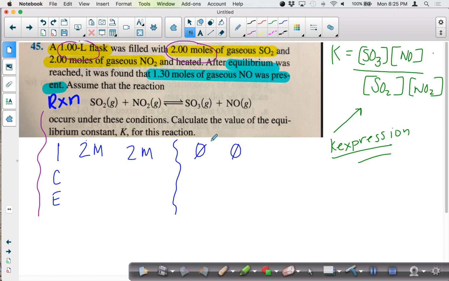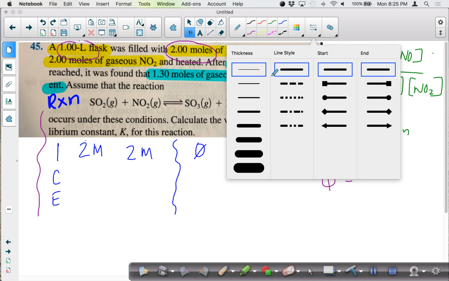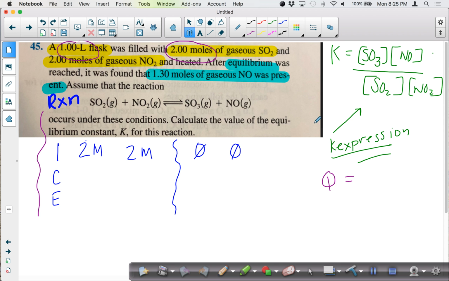Once we see what our initial values are, we want to set up our Q expression, which really is just plugging into the equilibrium expression and then making sure that we plug in our initial values to see which way we're going to shift. So since we have zeros for our products over 2's for our reactants, Q is equal to 0. And since Q is lower on the number line than K, we will shift to the right in order to reach equilibrium.